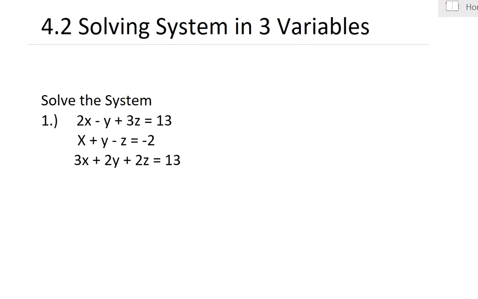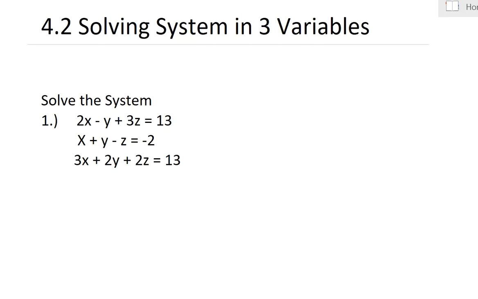In today's section 4.2, we're going to talk about solving systems in three variables. The approach that I'm going to give you is by elimination. So it's basically what we talked about yesterday, except with more variables, and you're going to repeat the process a few more times. What you'll notice is that you'll see three variables in each equation, and there are three of them.